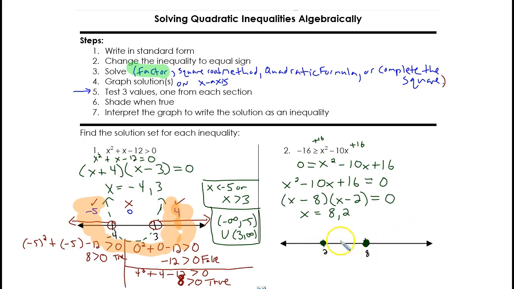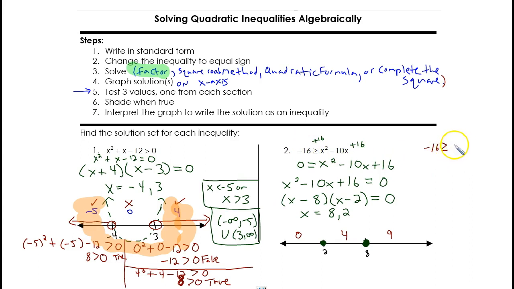Is it an intersection problem where the inside is shaded, or is it a union problem where the outsides are shaded? To find that out, we're going to pick a number to the left of 2, a number between 2 and 8, say 4, and something greater than 8. We want to choose something in each of these intervals and test them out. When I test, I like to use the original inequality, just so that I don't make any mistakes.